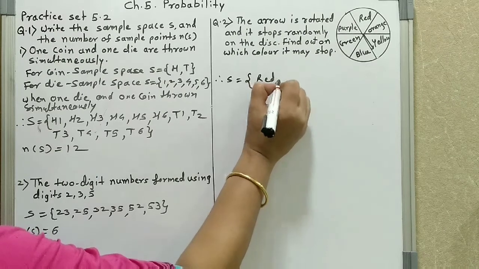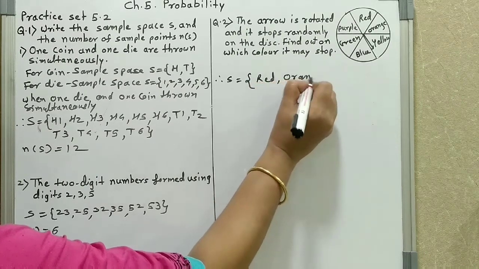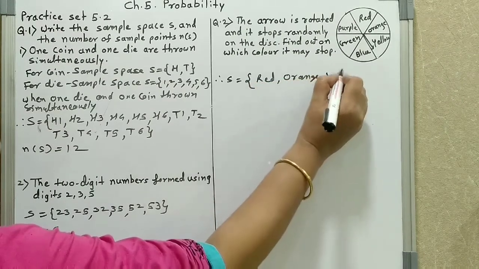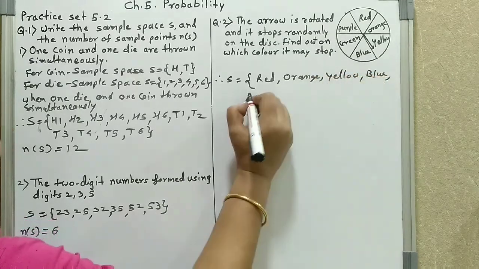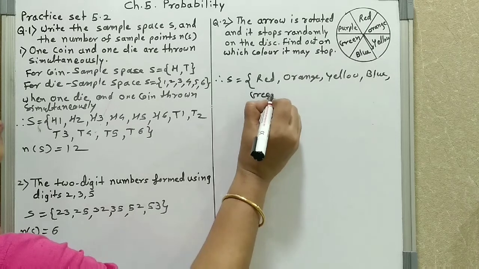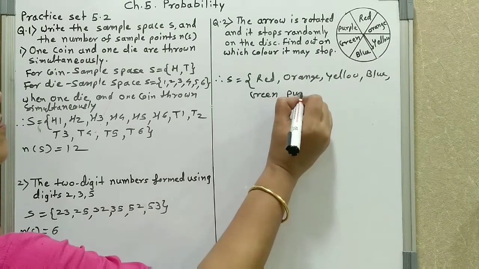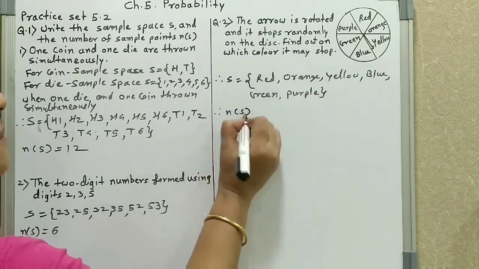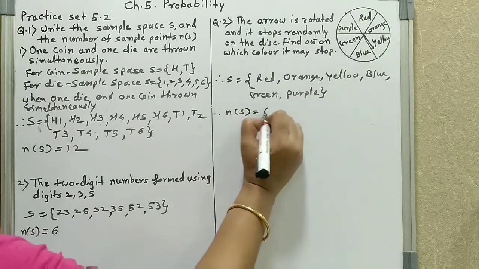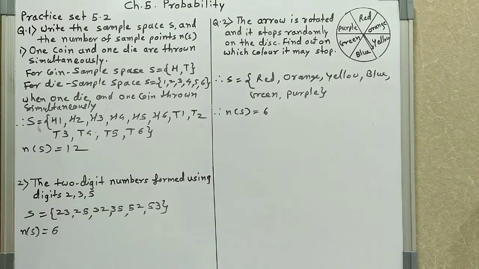So we write here first red, orange, yellow, blue, green, purple, and therefore the number of sample points is equal to 6. So this is our second question.